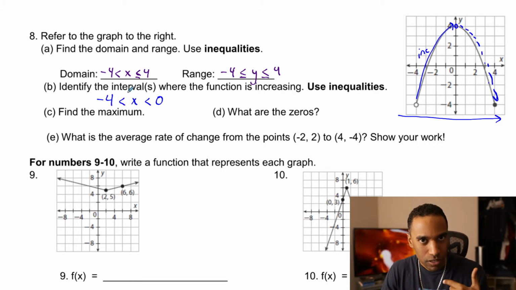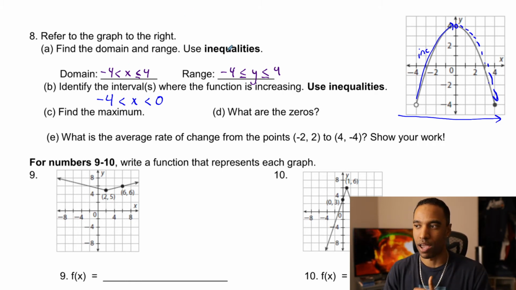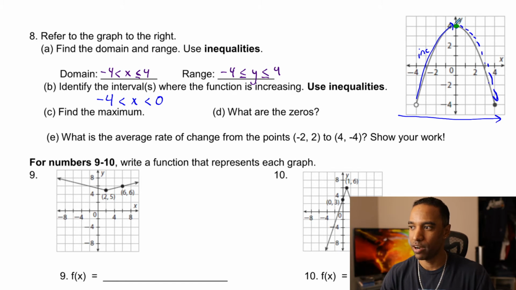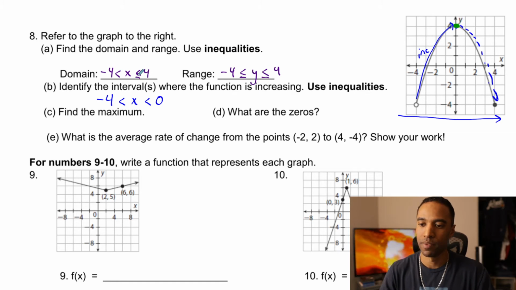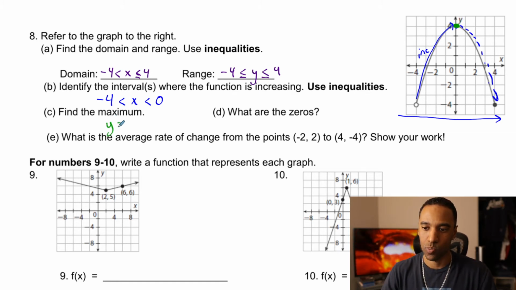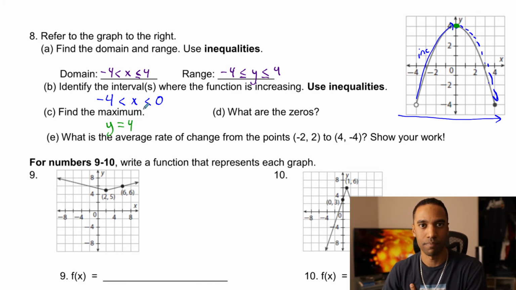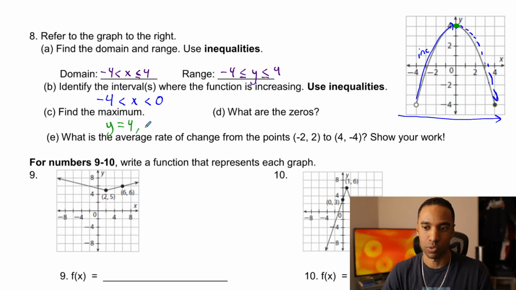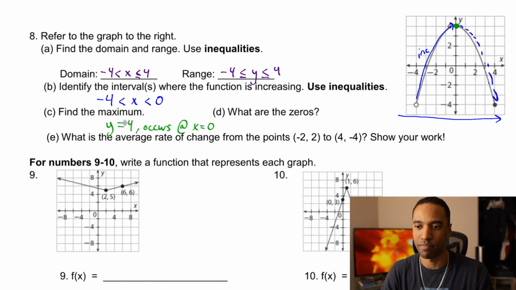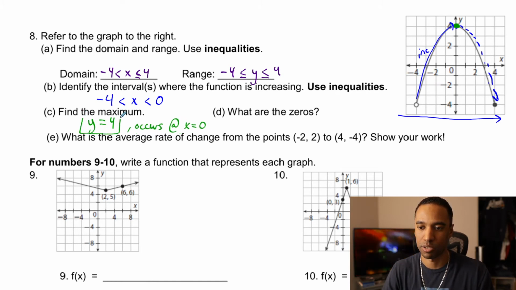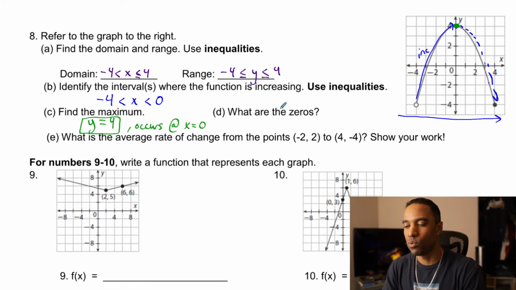For what x value is there the highest y value? The tallest y value is at the very tippy top right there, at 4. The maximum is y equals 4. That occurs at x equals 0 if you'd like to put that. I don't think that's an important part to necessarily state there, but that's the highest y value you get. The answer is y equals 4. That's your maximum. Part D, what are the zeros?